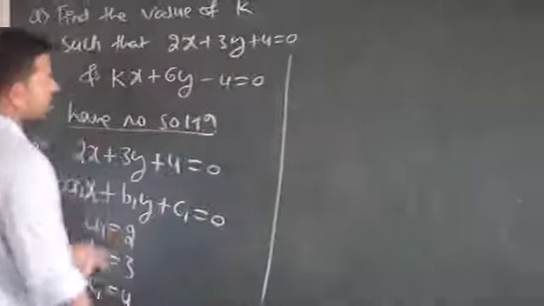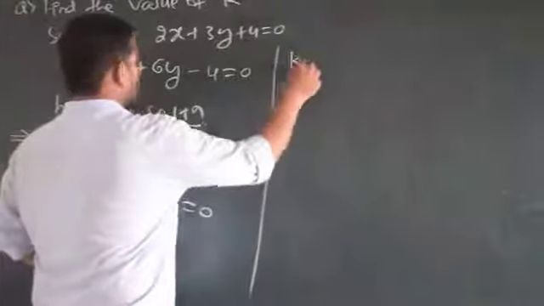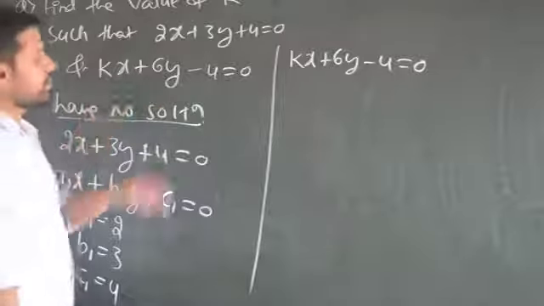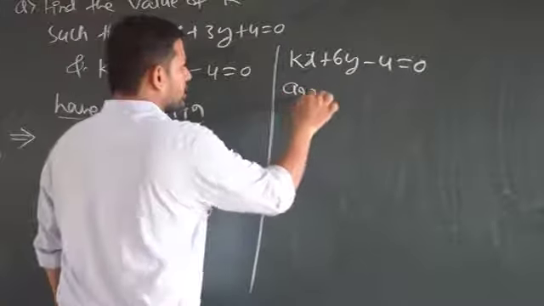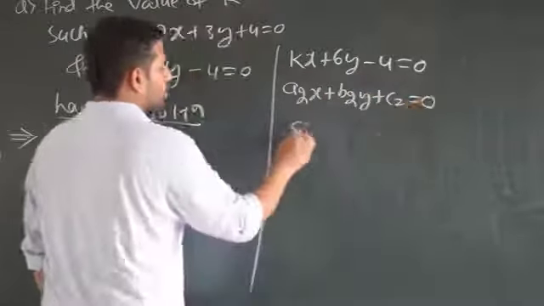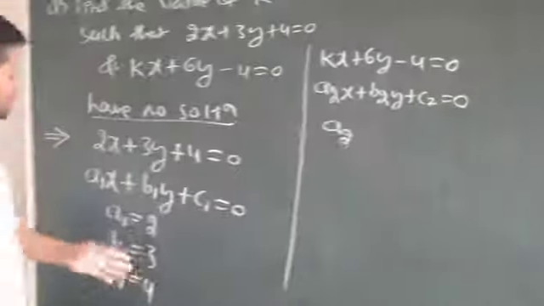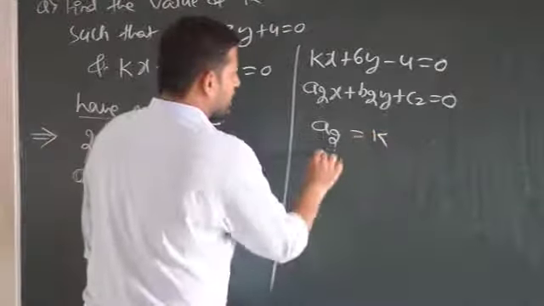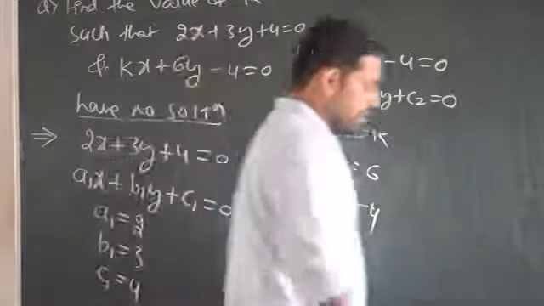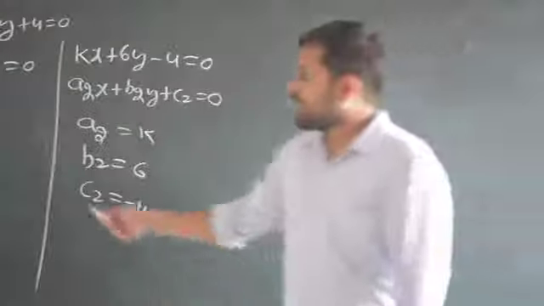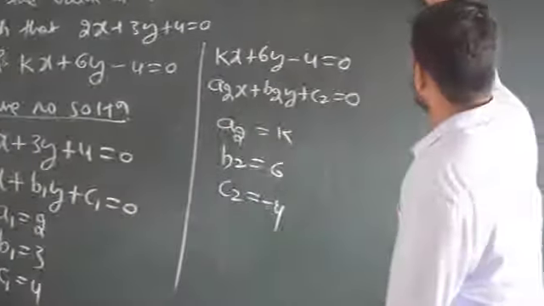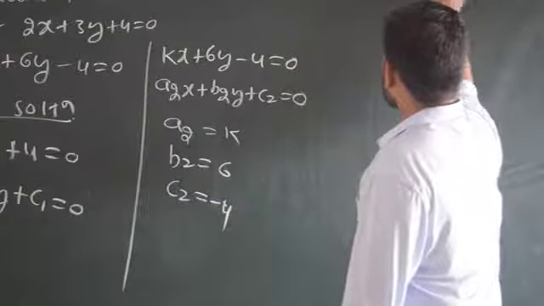Now what is the second equation? Second equation is here, so let me write that. Kx plus 6y minus 4 is equal to 0. I am going to compare it with A2x plus B2y plus C2 is equal to 0. Is this correct? Everything is fine now? So A2 is K, B2 is equal to 6 and C2 is equal to minus 4. Now what they are saying, dear children, is find the value of k such that these equations have no solution. No solution means what is the condition? No solution means the graphs have to be parallel.